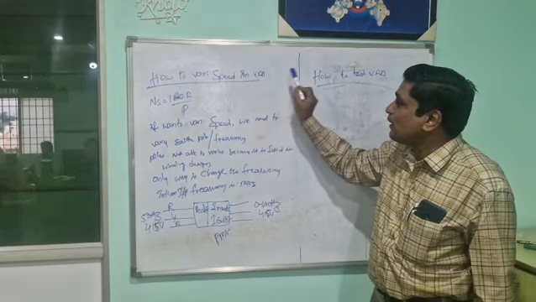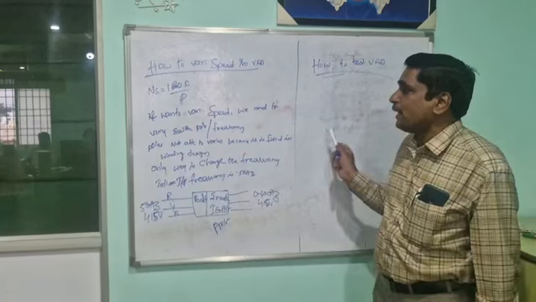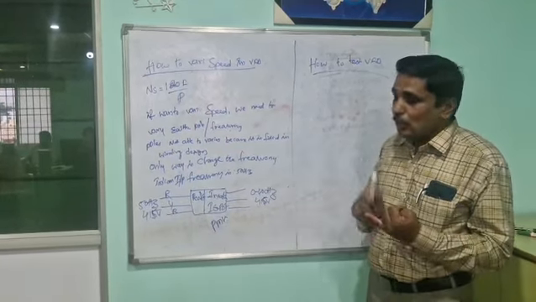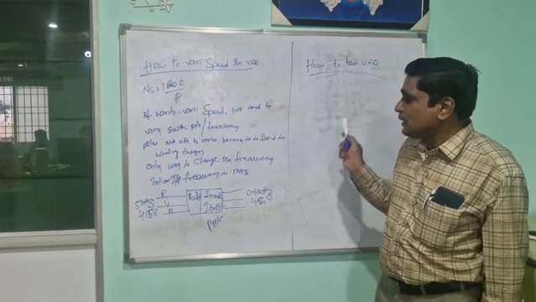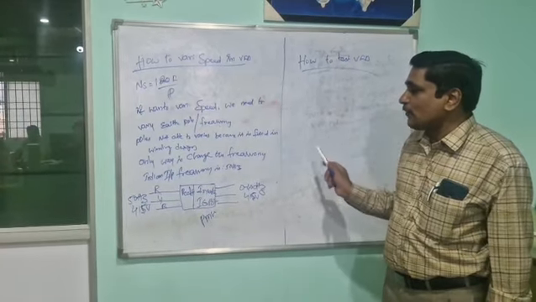How to vary the speed in VFD? Synchronous speed is equal to 120 F by P. If you want to vary the speed, we need to vary either poles or frequency. Poles cannot be varied because they are designed in the winding. The only way is to change the frequency.